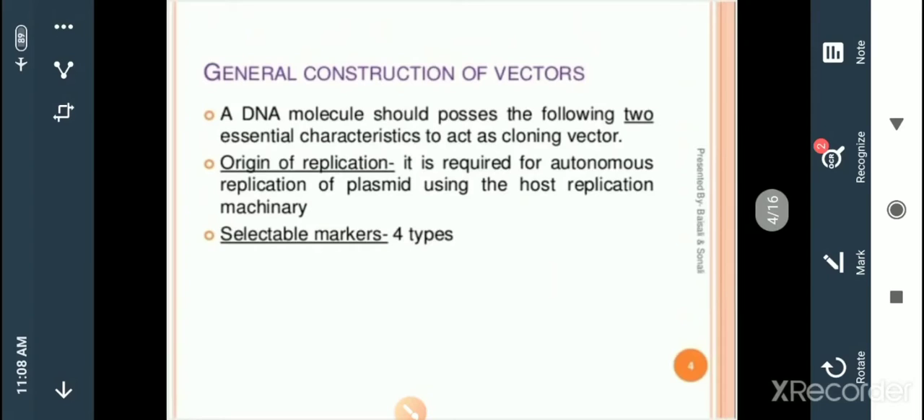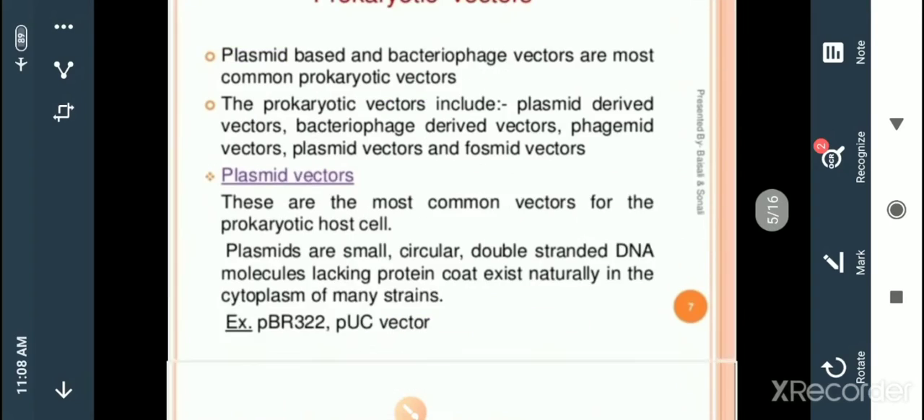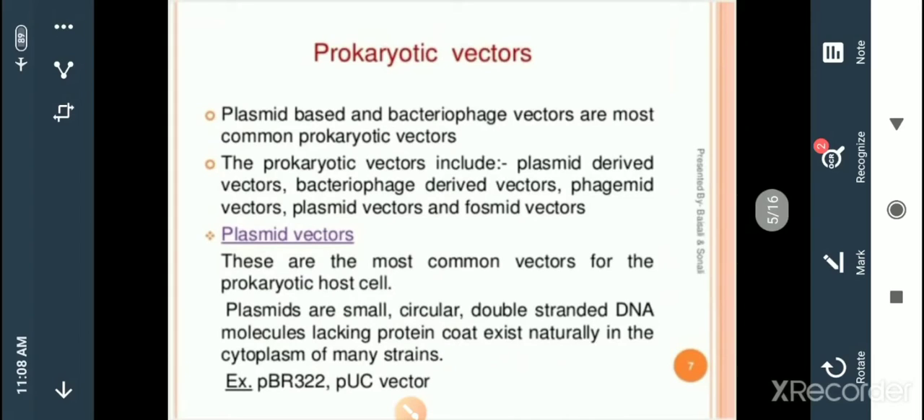and then the general characters and general structure of a vector. A vector consists of sites for these properties, like the origin of replication and selectable markers. We also discussed the different types of vectors: in prokaryotes, which organism acts as the vector, and in eukaryotes, which acts as a vector. Some of the types mentioned here are plasmids, bacteriophages, phagemids, plasmid vectors, phasmid vectors and cosmids. These are some of the vectors which we use for animal biotechnology.